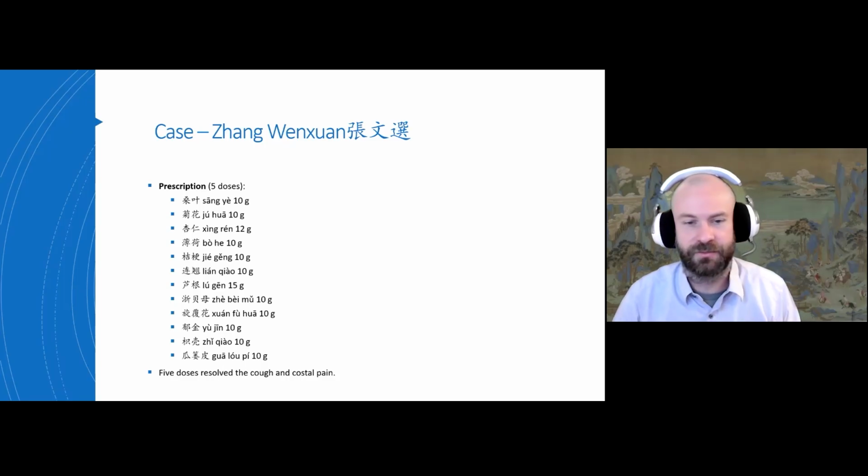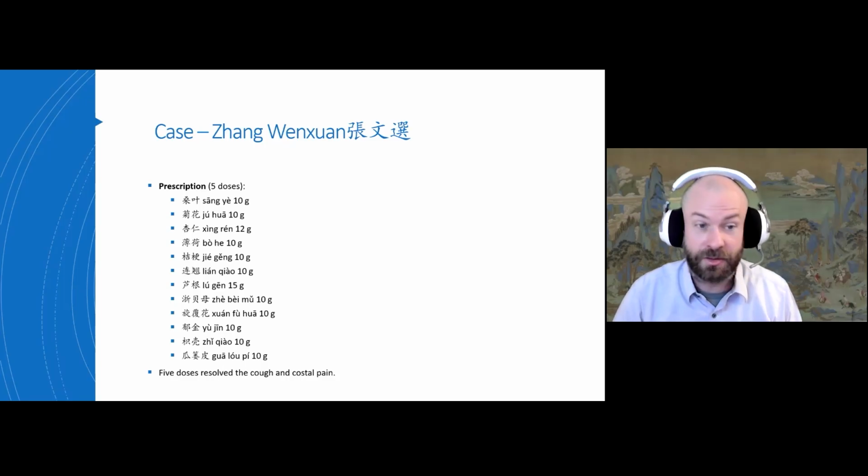Five doses resolved the cough and the costal pain.